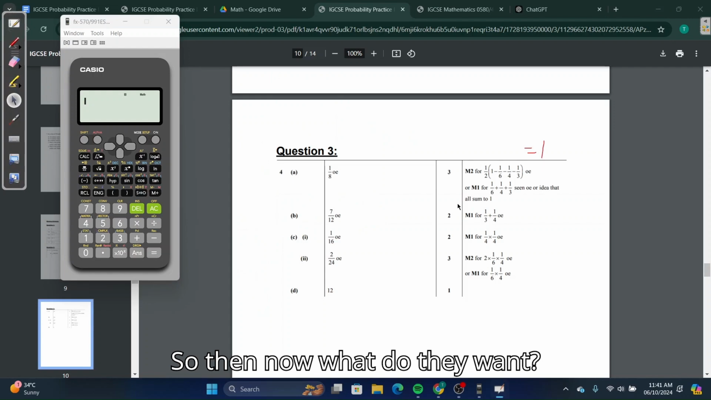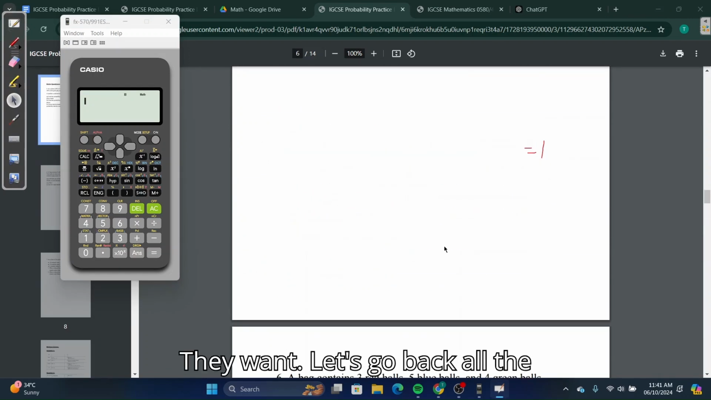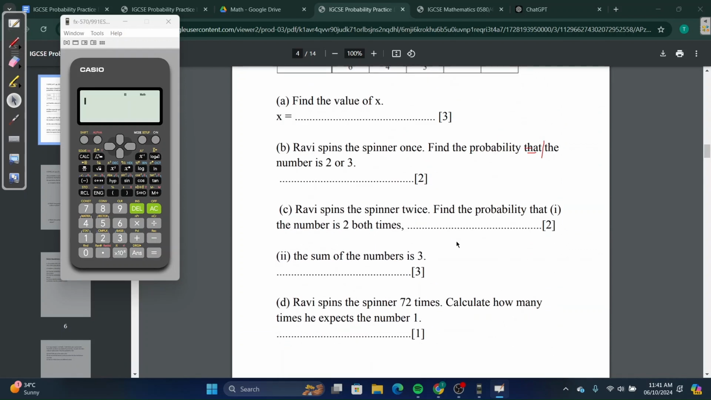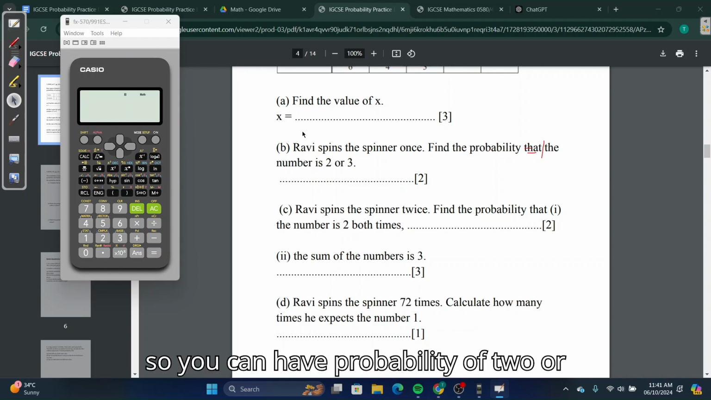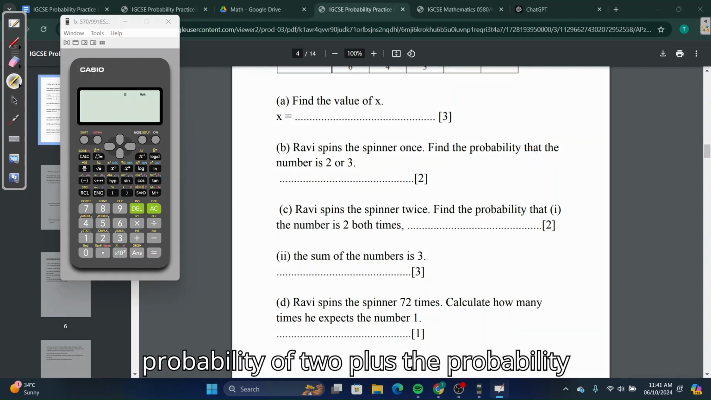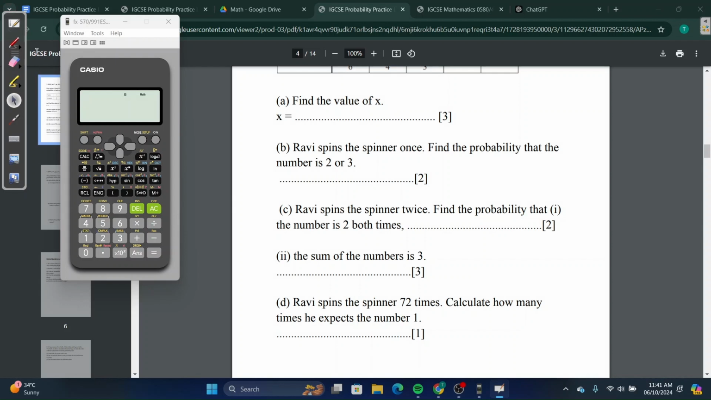So now, what do they want? Let's go back all the way to here. Ravi spins the spinner once. Find the probability that the number is 2 or 3. Okay, so the probability of 2 or 3 is the probability of 2 plus the probability of 3. So P of 2 or 3 equals P of 2 plus P of 3.